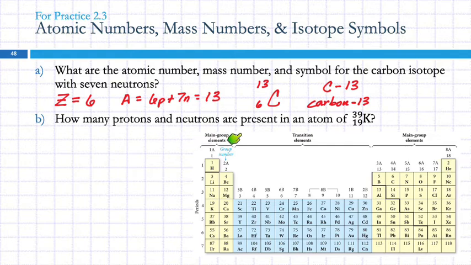How many protons and neutrons are present in an atom of this? K-39. So protons would be how many? 19. And neutrons? 20. Yeah, so we've got 39 minus 19 is 20 neutrons.